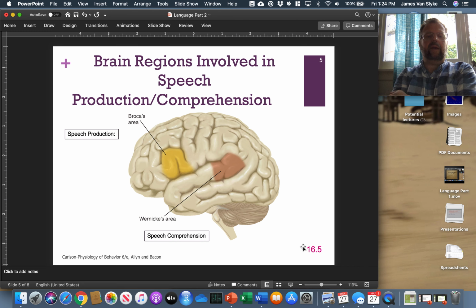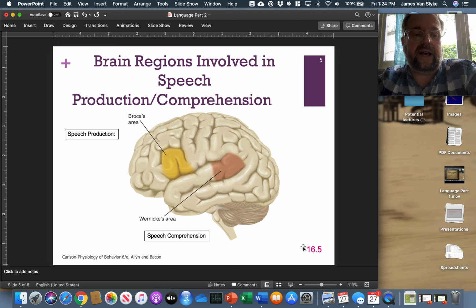So here are the two primary areas of the classic neurological model of language in the brain. We have what are known as Broca's area and Wernicke's area. Both areas are named for the person who discovered them. Broca discovered Broca's area, and Wernicke discovered Wernicke's area. The classic model of language suggests that Broca's area is involved in speech production, meaning your ability to say different sorts of things.